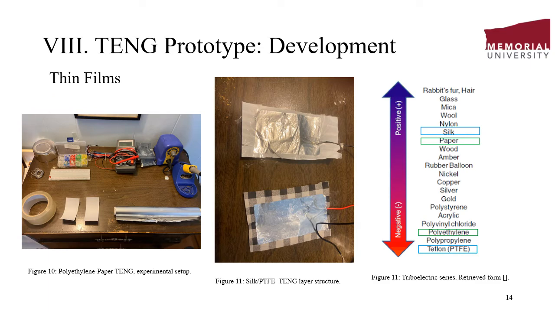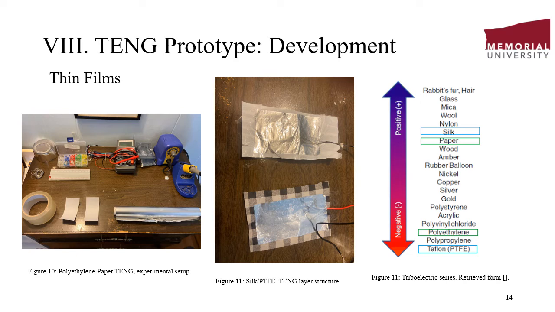We made two prototypes. One is with polythene and paper, polythene as the negative and paper as the positive material. And then we used silk and Teflon. Actually, silk and Teflon are at the further ends of the positive and negative spectrum, as shown in the figure. So we expected that those would give higher results. So those are the photos of our prototypes and the 3D design of the prototype developed.